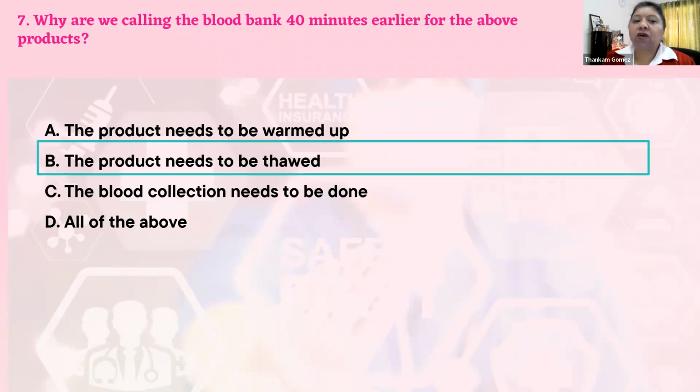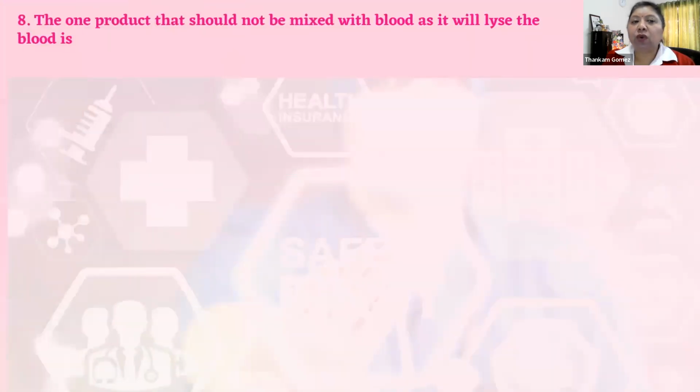The process is called thawing: the product needs to be thawed. They have to bring it out of the refrigerator, and they have to make sure that it is no more frozen before they release it. Okay. So these are some basic information that we should know when we are managing blood and blood products.